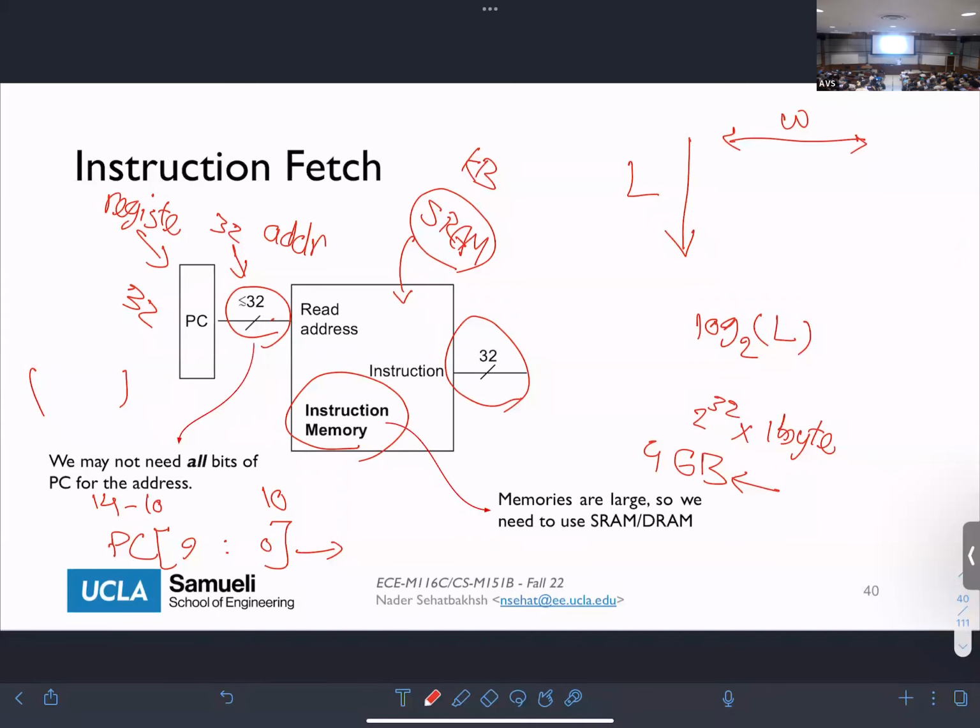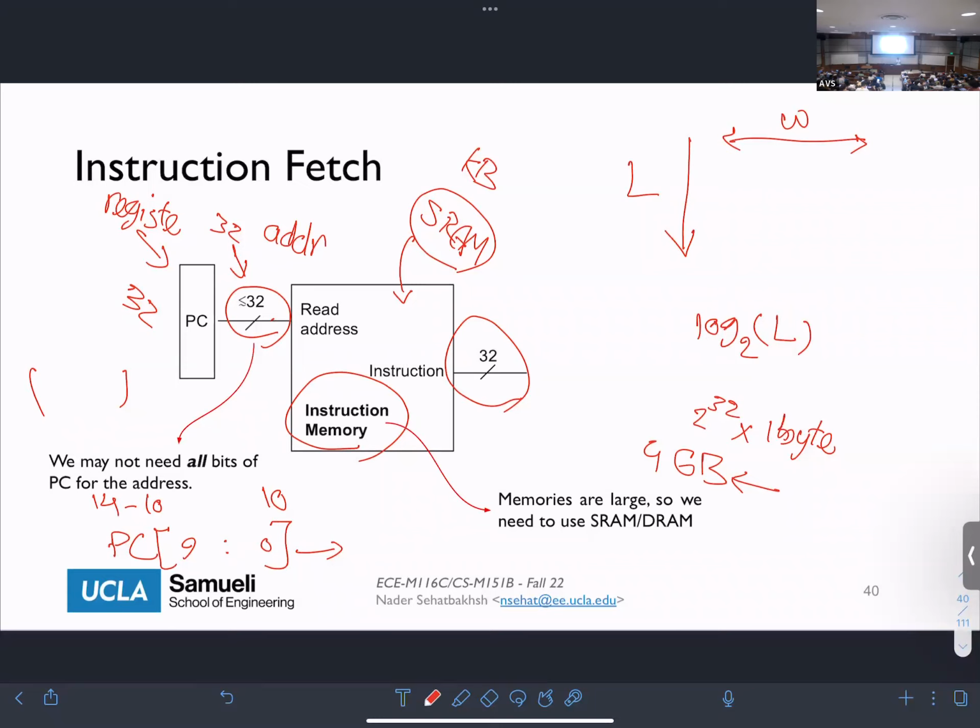Say it again. Can I write to SRAM? Yeah, of course. All these memories you can write to. And that's the way the operating system will load the program, because at some point, we need to load the machine code into the instruction memory. So we need to be able to write to it, and we also need to be able to read from it. In this specific scenario, we don't need to write to it. We just read from it, but you can write to it.